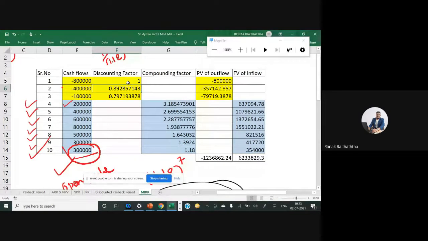I know you people will be taking the digits only up to 4 decimals after the point. So there will be a bit of an approximation. So your answer and my answer will be slightly different, but that's okay. It won't have a major impact on our MIRR.